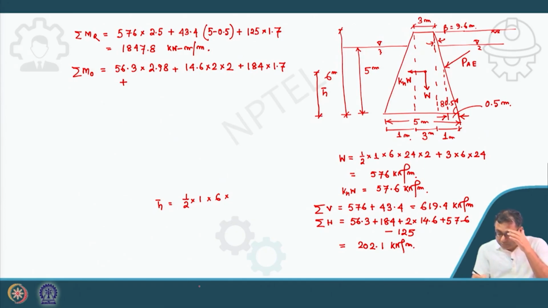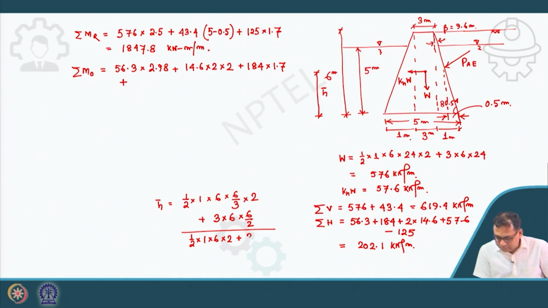into 6 by 3, again 2, plus this portion, there will be a change, 3 into 6, and then the rectangle 6 by 2, divided by the total area, that is half into 1 into 6 into 2, because 2 triangles plus 3 into 6. So, h bar now is 2.75 meter.